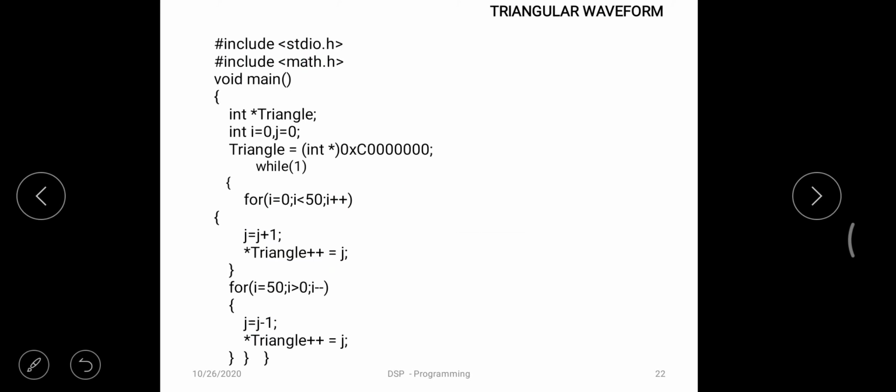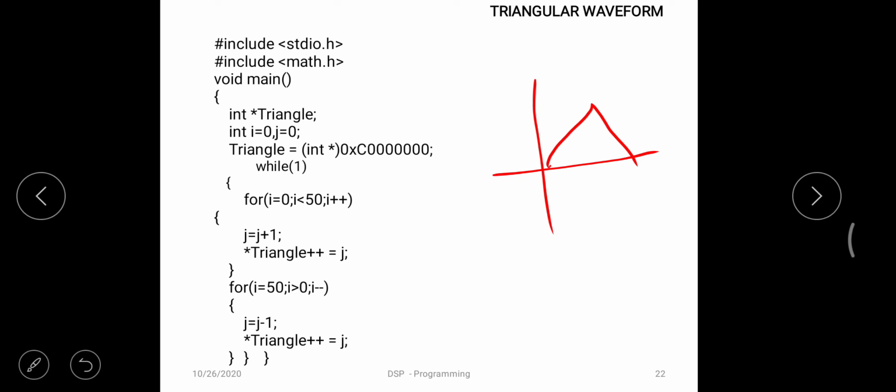Next, the triangular waveform. It is similar to the sawtooth, but in the triangular we have an increasing side as well as a decreasing side. Similar to the other two programs, once again I am going to take three variables: triangular, i equal to 0 and j equal to 0. Initially I am assigning the initial address of triangular as 0. Here also there is an infinite loop. For 0 to 50 I am increasing my value, that is triangular plus plus is equal to j.